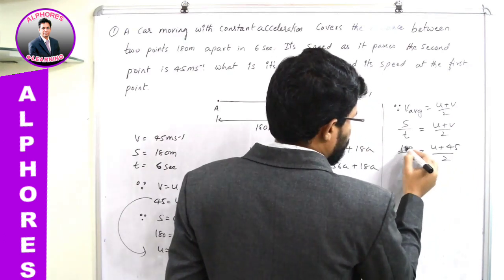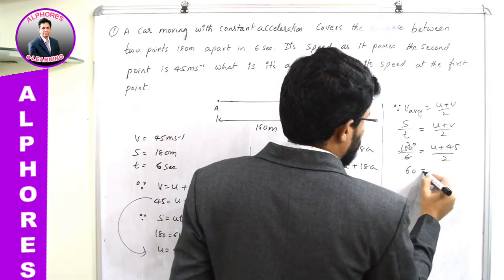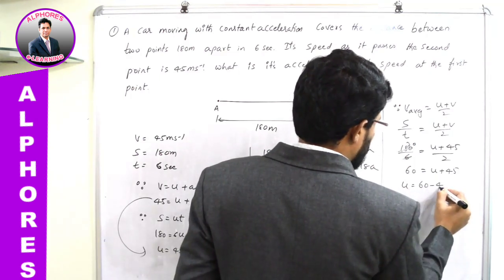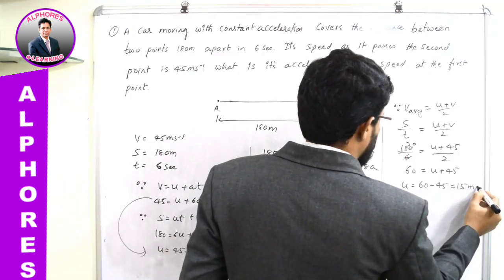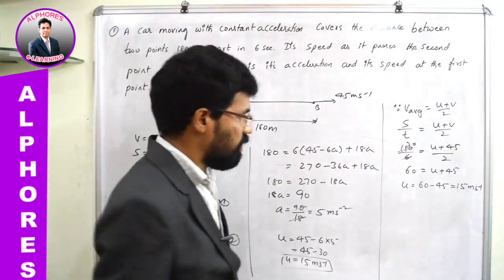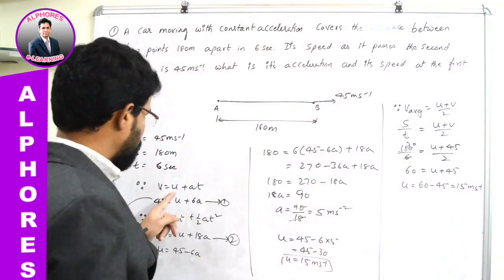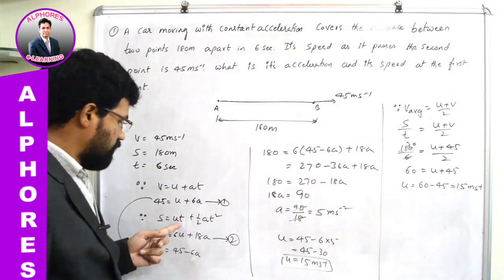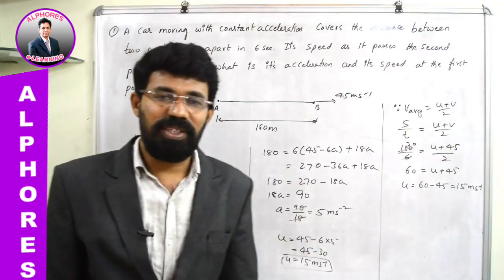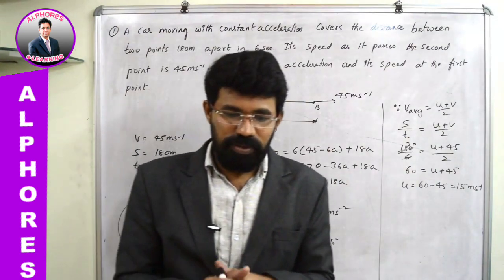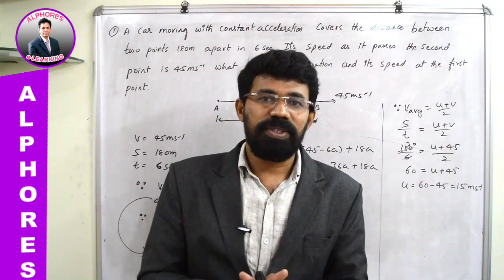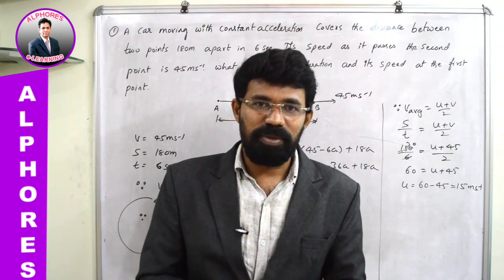So what you will get here? 30, 60 is equal to u plus 45. Therefore u is equal to 60 minus 45, which is 15 meters per second. This is what we are getting, isn't it? So very simply you can calculate the initial velocity like this. Once initial velocity is known, you can make use of this equation or any other equation and find out the a value. And a value is how much here? 5 meter per second square. So when you expose yourselves to several models, you will eventually come to know how to choose the appropriate equation to solve the given problem in kinematics.